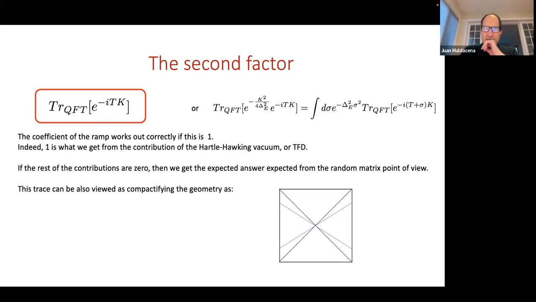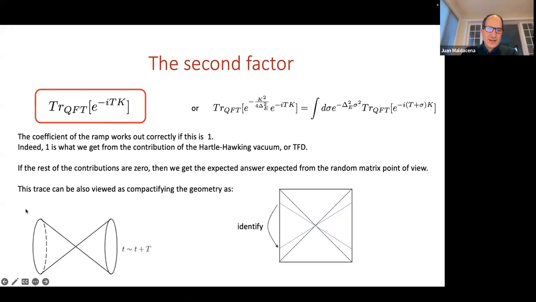But one first point is that this trace of this quantity can be viewed as compactifying the geometry by identifying two Schwarzschild times with each other. So this blue line with its other blue line. This is the same as what we do when we have Euclidean time, so that's more or less natural. So that gives us, again, this geometry.